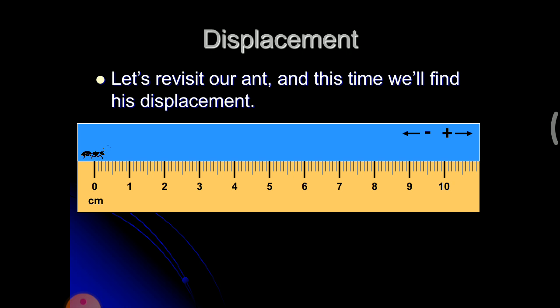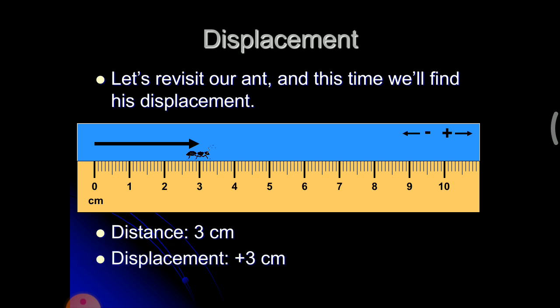Let's revisit our ant, and this time we will find its displacement. The ant traveled from 0 to 3 in the positive direction. Here the distance is equal to 3 centimeters. When we are measuring the distance, we need not mention the direction. The displacement is equal to plus 3 centimeters. The plus represents the direction.